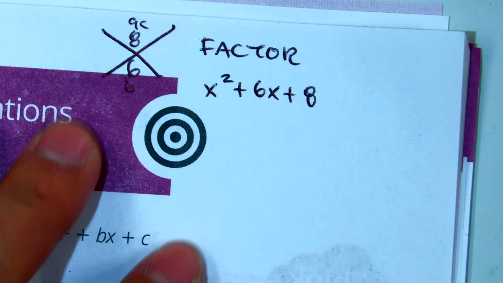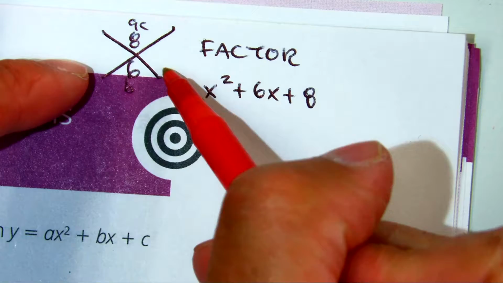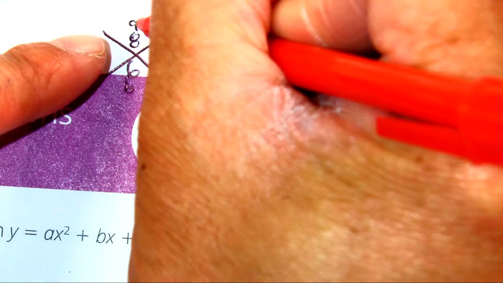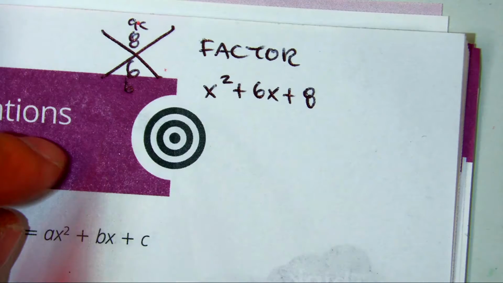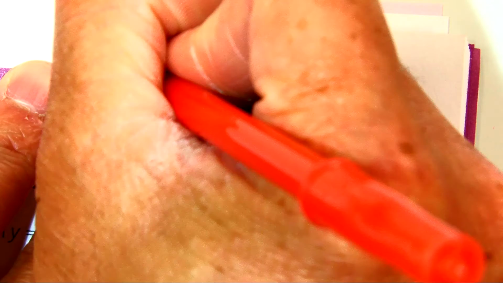Courtney, what are two numbers that multiply? How do I know it's multiply? Just put a dot there. Multiply to be 8, but add to be 6. Good job.